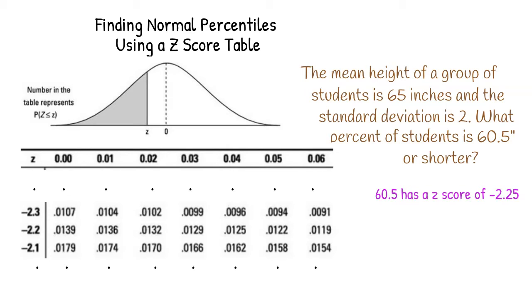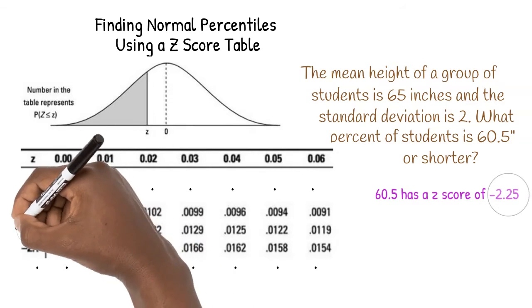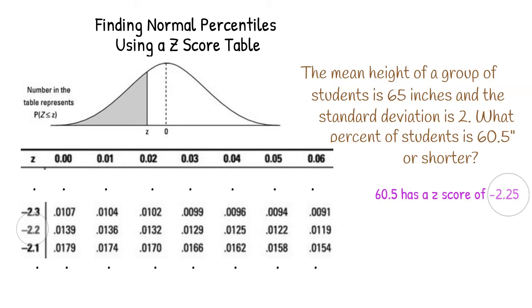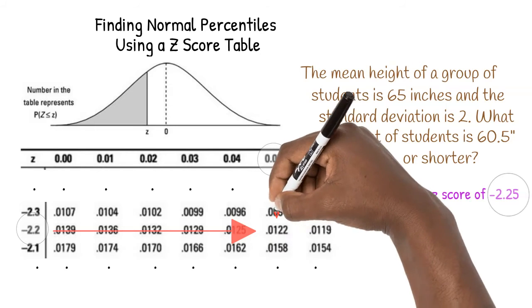To find the portion of students less than the z-value found, we locate the unit and 10th digit on the left side of the table and locate the 100th digit on the top of the table. Since 60.5 has a z-score of negative 2.25, we find negative 2.2 on the left side of the table and 0.05 at the top of the table. Then we look for the decimal in that row and that column.